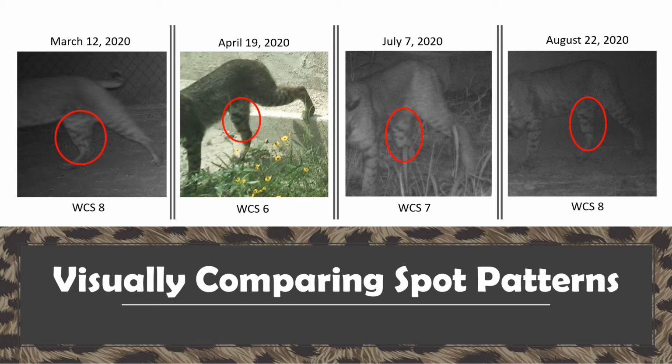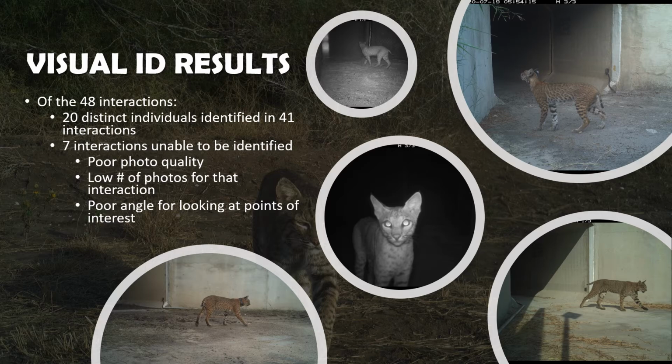the same bobcat. For the results of visual ID, of the 48 interactions, 20 distinct individuals were identified in 41 of them. 7 interactions were unable to be identified due to poor photo quality, low number of photos for that interaction, or poor angle for looking at these points of interest.